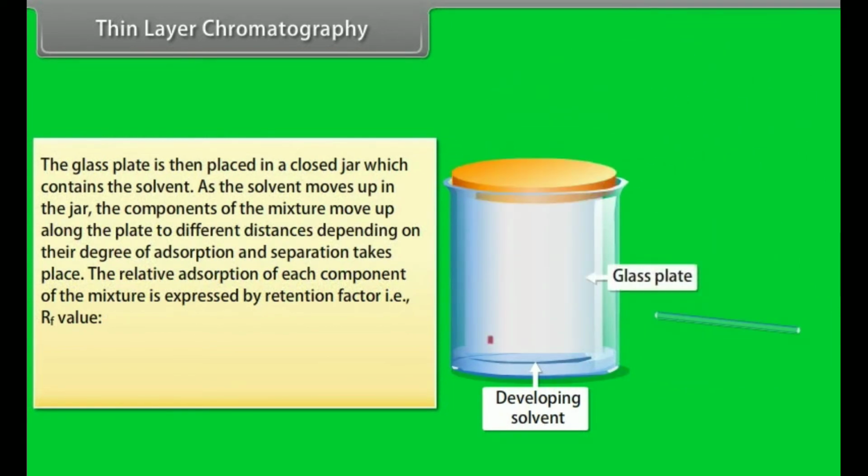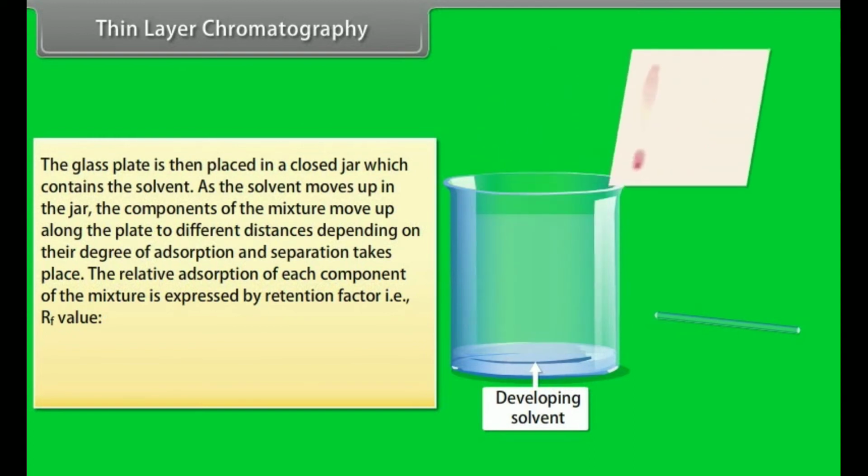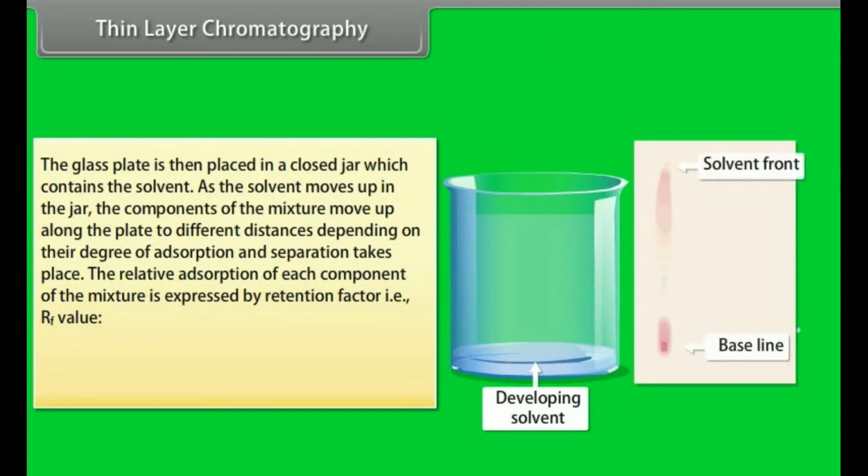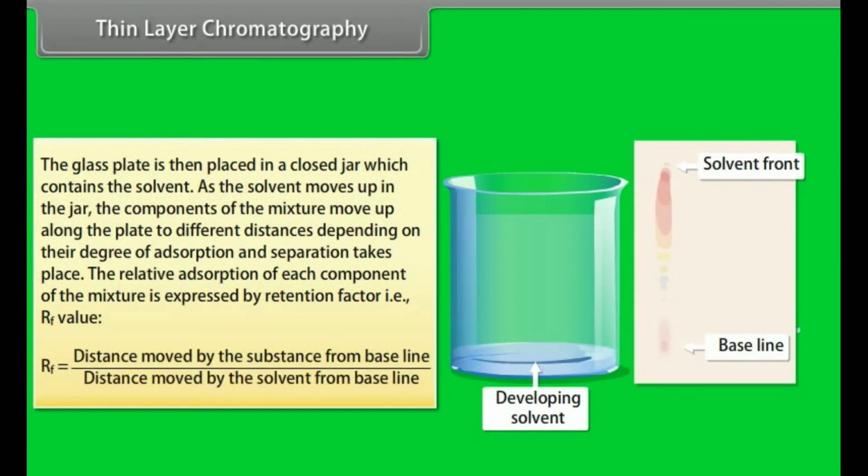As the solvent moves up in the jar, the components of the mixture move up along the plate to different distances depending on their degree of adsorption, and separation takes place. The relative adsorption of each component of the mixture is expressed by the retention factor, that is the Rf value, which is given as Rf equals the distance moved by the substance from the baseline divided by the distance moved by the solvent from the baseline.